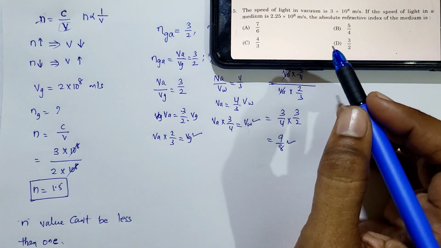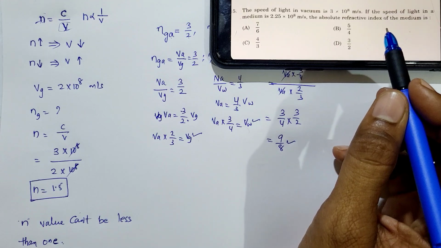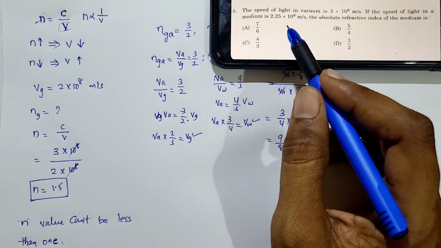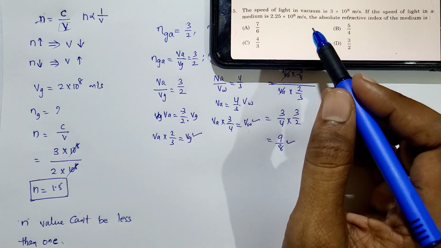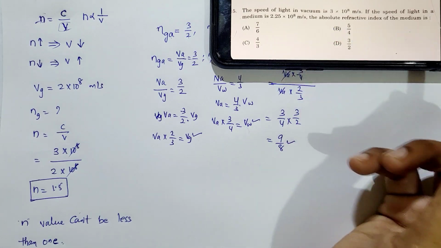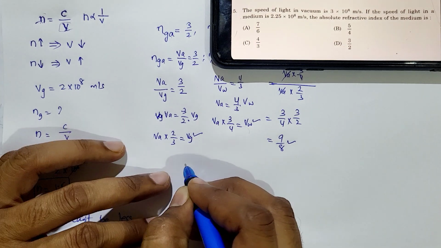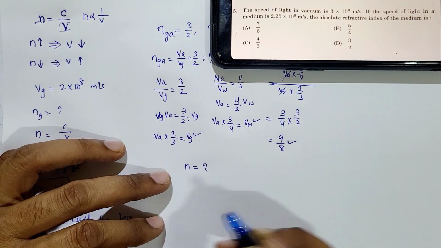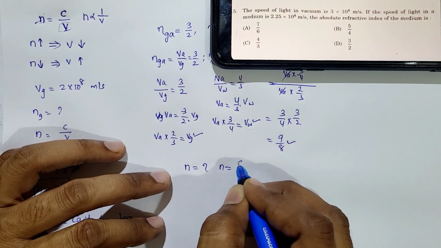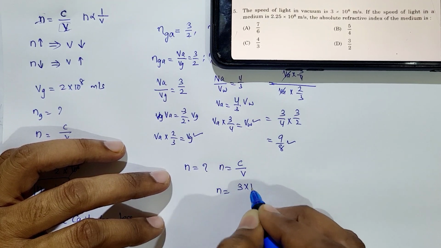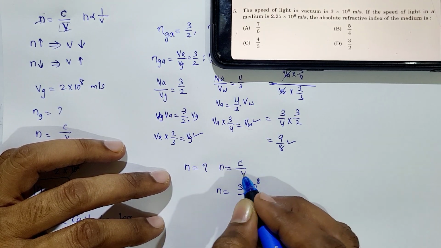Speed of light in a vacuum is 3 into 10 power 8 meters per second. If the speed of light in a medium is 2.25 into 10 power 8, the absolute refractive index of the medium is? What did they ask us to find out? They asked us to find out absolute refractive index n. N formula is what? C divided by V. N is equal to C, we know it is fixed, 3 into 10 power 8 divided by V.